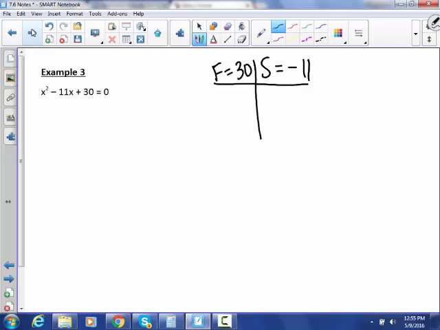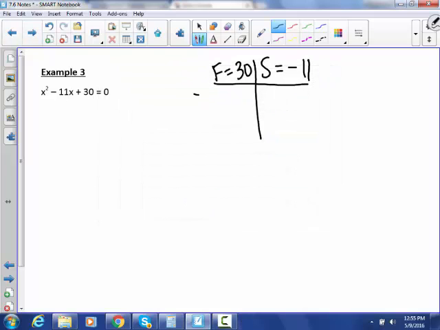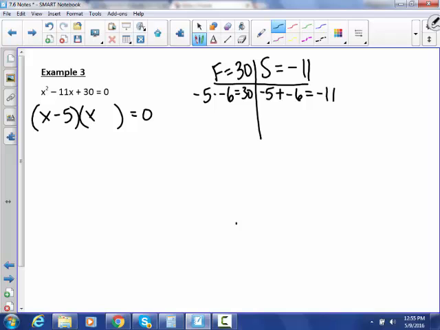What's going to multiply together to be 30 and add to be negative 11? 5 and negative 6. Okay, 5 plus negative 6, though, is negative 1. So can you do both negative? Both of them negative. Yeah. So negative 5 times negative 6 is positive 30. And negative 5 plus negative 6 is negative 11. So what would our two factors be then? x minus 5 and x minus 6, because they're both negative there.